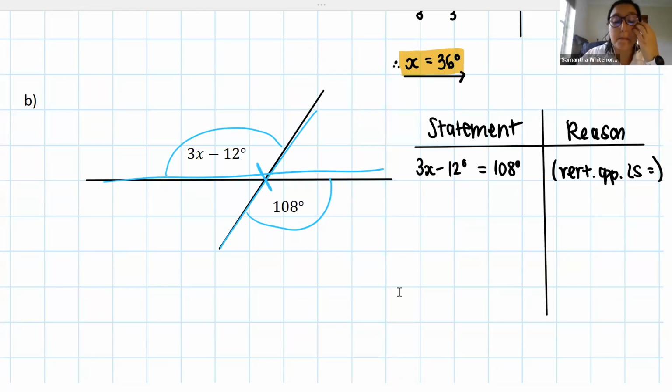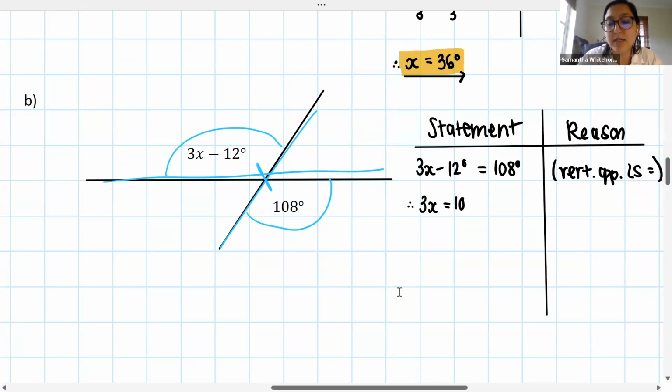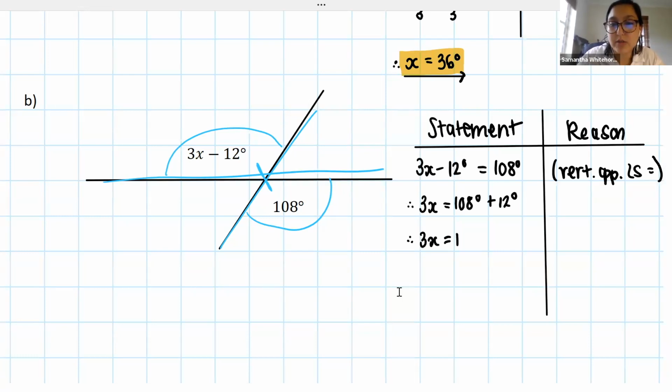Alrighty, let's see. Okay, so we set up our equation. We're going to use inverse operations. So I'm going to add 12 degrees on both sides, which means that 108 plus 12 degrees is 120 degrees. I'm solving for x, so I'm going to divide both sides by 3. And so x is equal to 40 degrees.